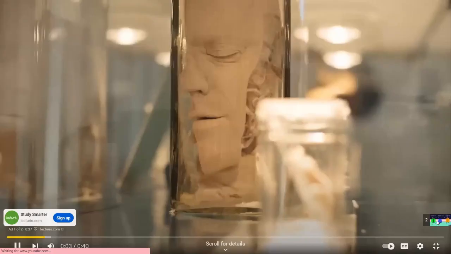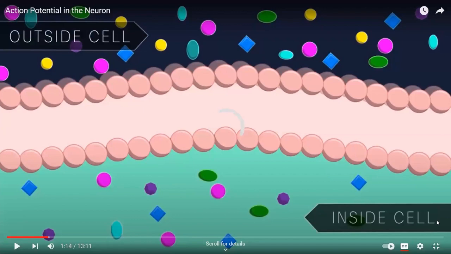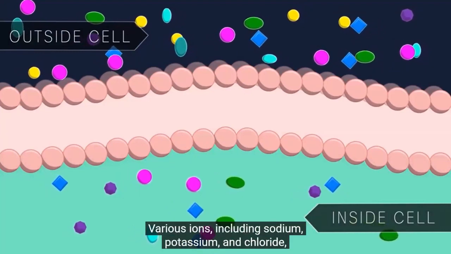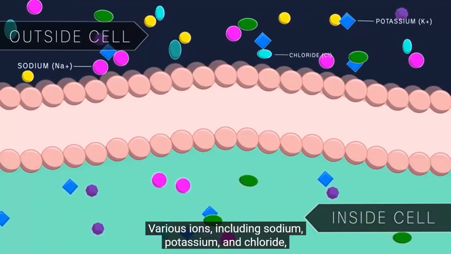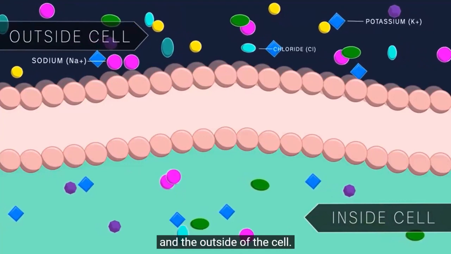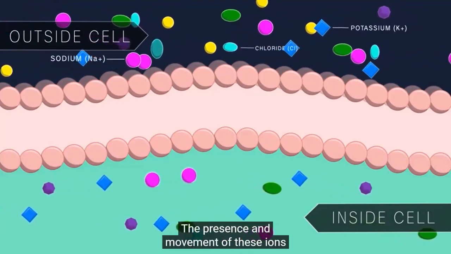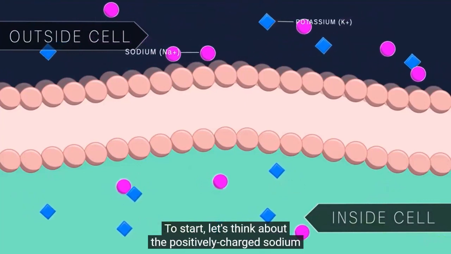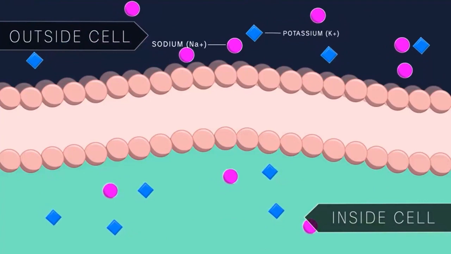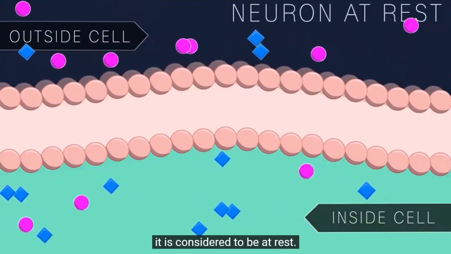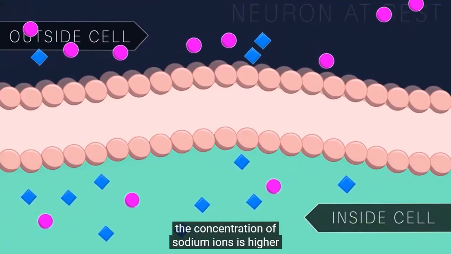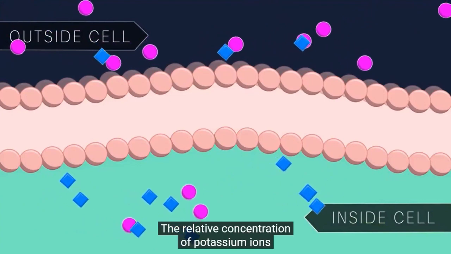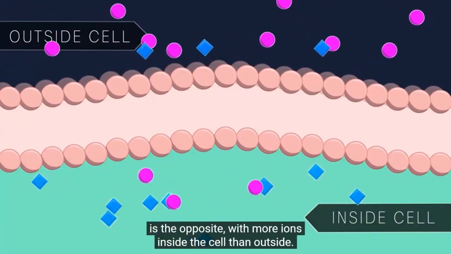Transmission of a neuronal signal is entirely dependent on the movement of ions or charged particles. Various ions, including sodium, potassium, and chloride, are unequally distributed between the inside and the outside of the cell. The presence and movement of these ions is not only important when a neuron fires, but also at rest. To start, let's think about the positively charged sodium and potassium ions. When a neuron is not sending a signal, it is considered to be at rest. In a typical neuron, in its resting state, the concentration of sodium ions is higher outside the cell than inside. The relative concentration of potassium ions is the opposite, with more ions inside the cell than outside. This ionic separation occurs right at the cell membrane and creates a chemical gradient across the membrane.